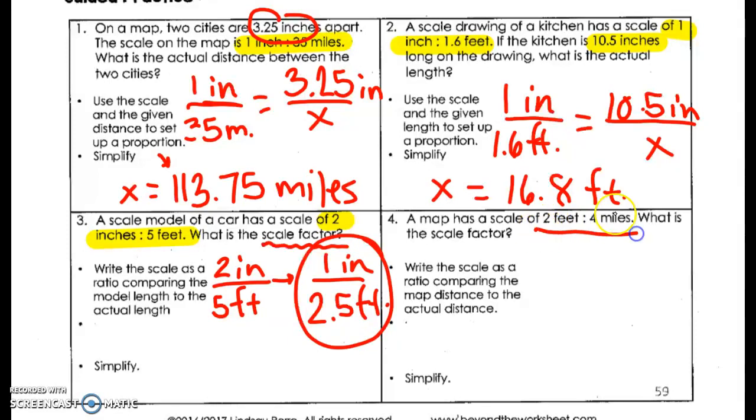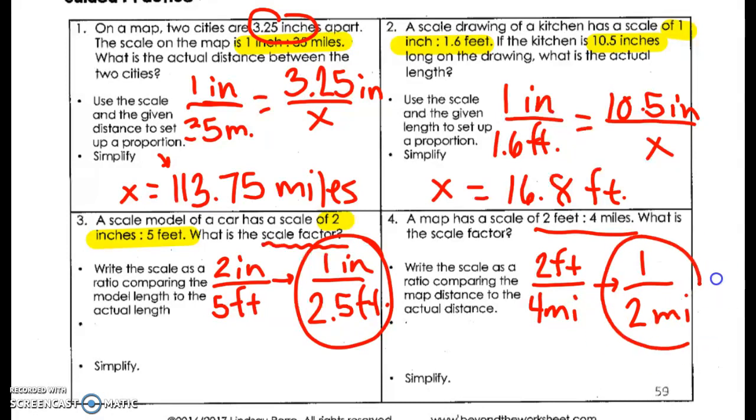And then lastly, a map has a scale of 2 feet to 4 miles. What's the scale factor? So I'm going to write in that initial scale. And then again, I'm trying to find that unit rate version. For every 1 foot, I'm just going to take my miles and divide them by my feet. I'm going to get 2 miles. So that again is my scale factor that I could use to help me solve any problem.